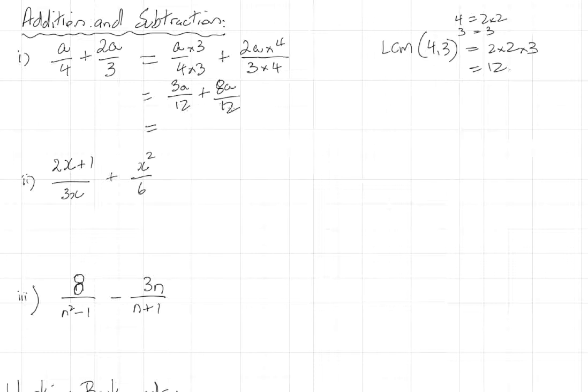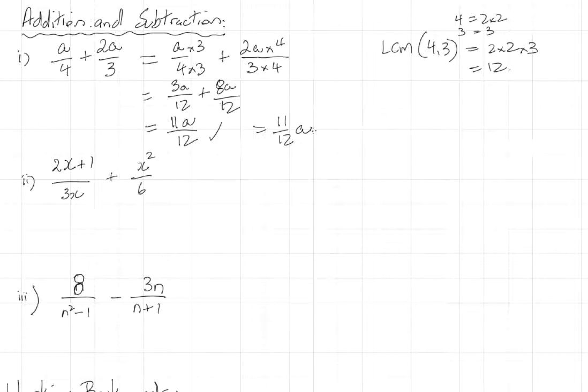Now that we've got the denominators the same, we can just write it as a single fraction, and we simply add, or if this was a subtract, we subtract the top. So in this case we add: 3a plus 8a, which is 11a over 12. Incidentally, that's the answer, but you could say that that is 11 twelfths of a, almost a complete lot of a's.